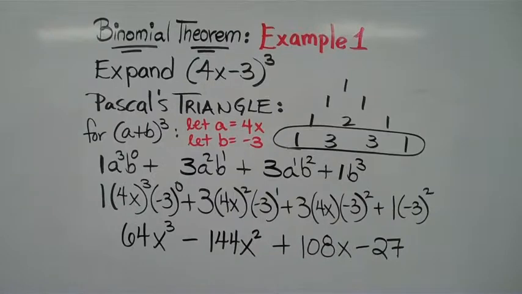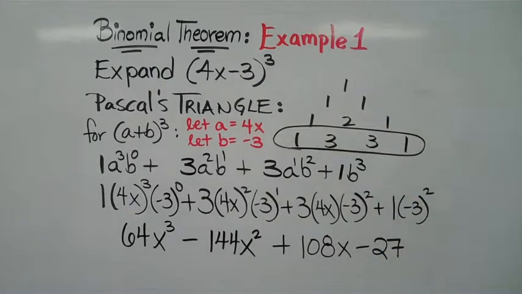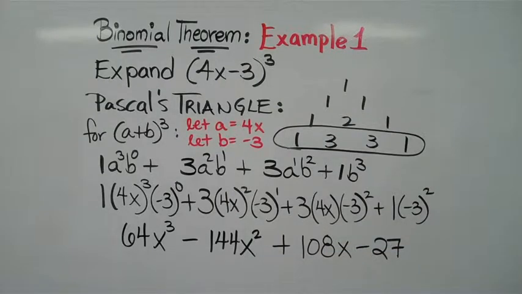Let's take a look at an example using the binomial theorem. We're asked to expand this binomial. Of course, we're going to be using the binomial theorem when we're working with binomials. Two terms to a power, that's a binomial. The first thing I do is I realize we can use Pascal's triangle.